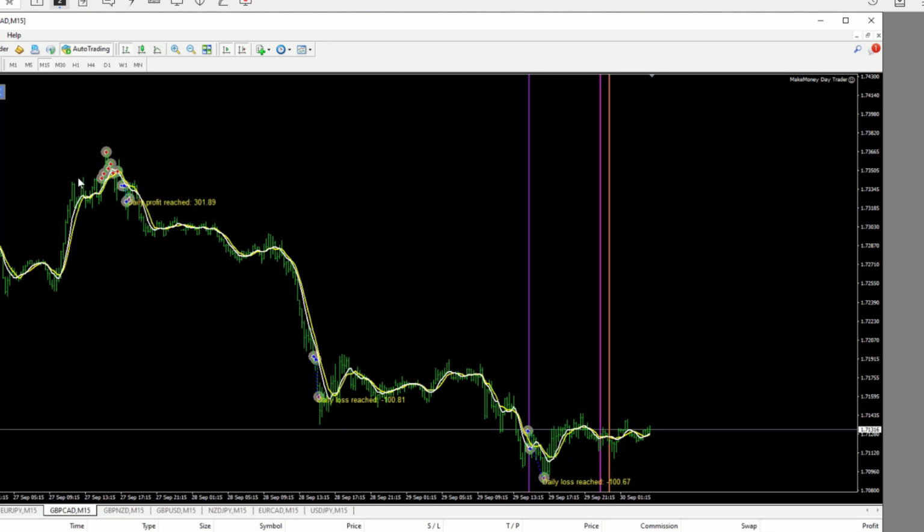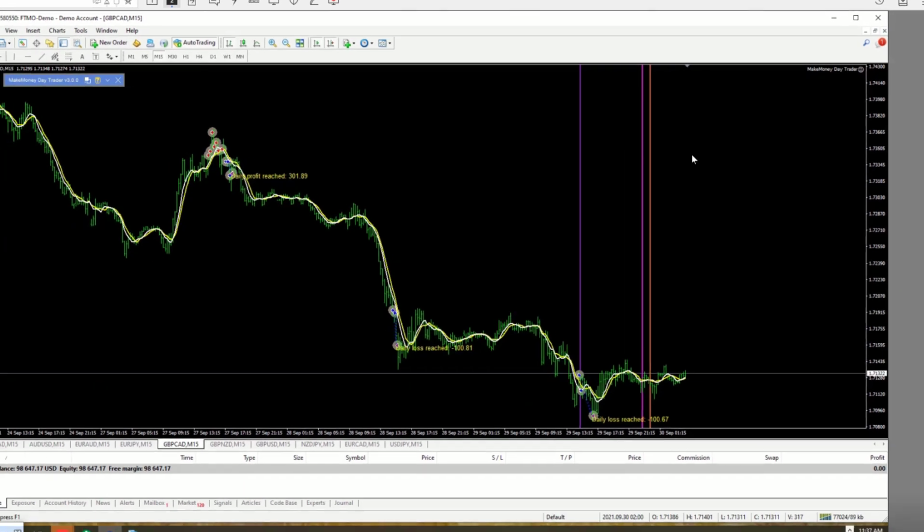So there we go. Now our return on risk is good because we're making $300 when it's successful. We're losing only 100 when it's unsuccessful. So that ratio is very good. Okay, so that's the one currency. We're going to move on to the other ones. There are 22 to go, so this might be a long video.